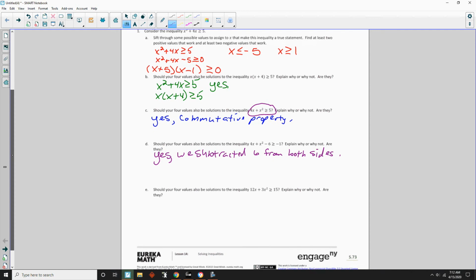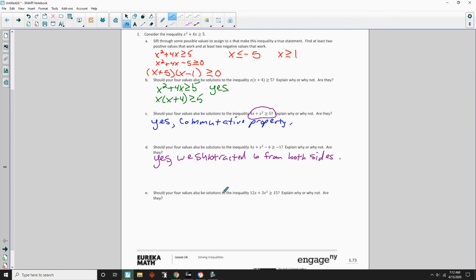And now E, should your four values also be solutions to the inequality 12x plus 3x squared is greater than or equal to 15? So they're taking this equation again here. 4 times 3 is 12. X squared times 3 is 3x squared. 5 times 3 is 15. So the answer to this is yes. We multiplied both sides by 3.